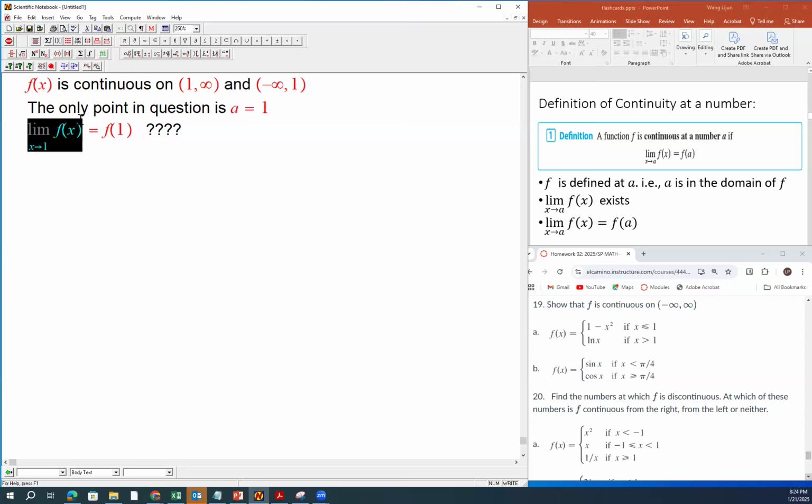Because the function assumes different forms from the left and right, we're going to look at the limit from the left, from smaller than 1. That's going to be the limit as x approaches 1 from the left of 1 minus x squared, and that's a direct substitution. So that's 1 minus 1 squared, which is 0. That's the limit from the left.